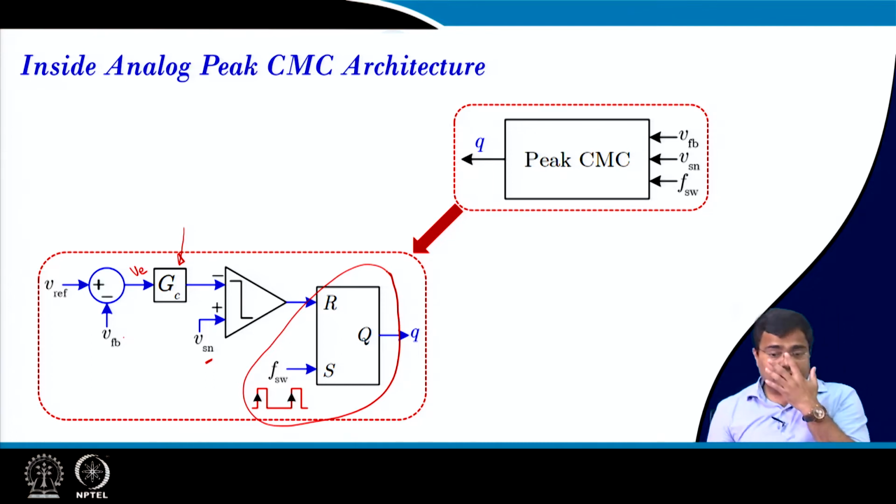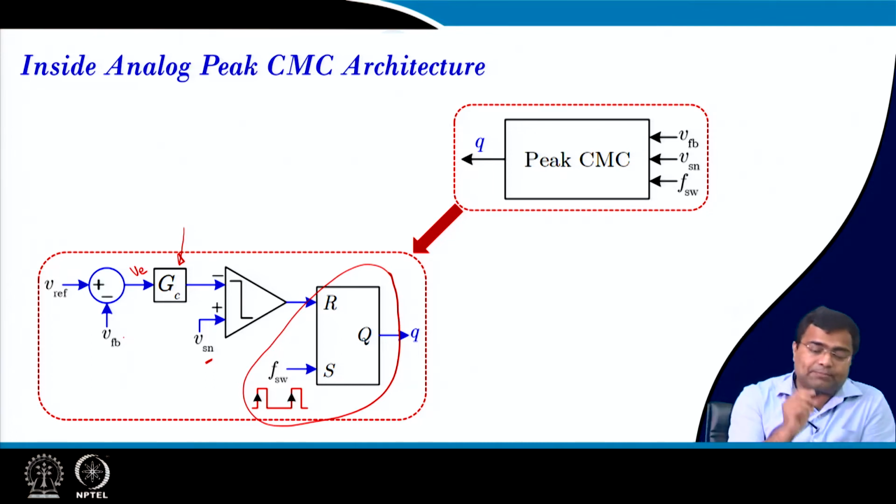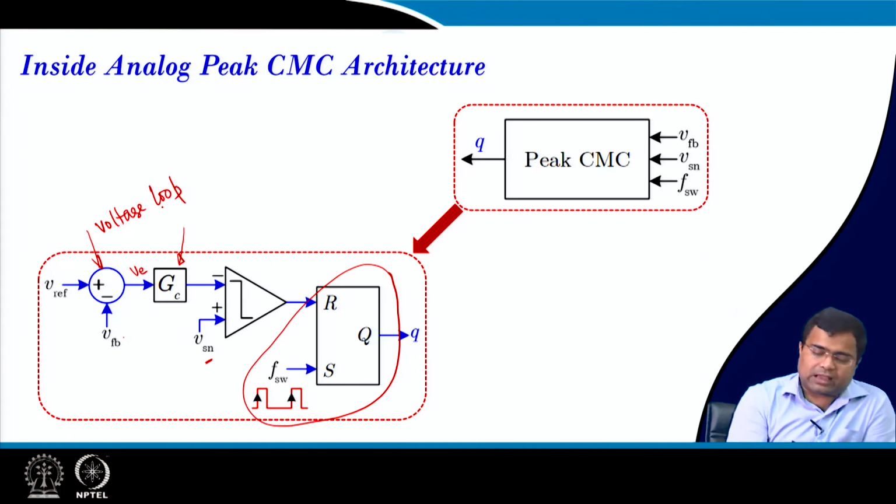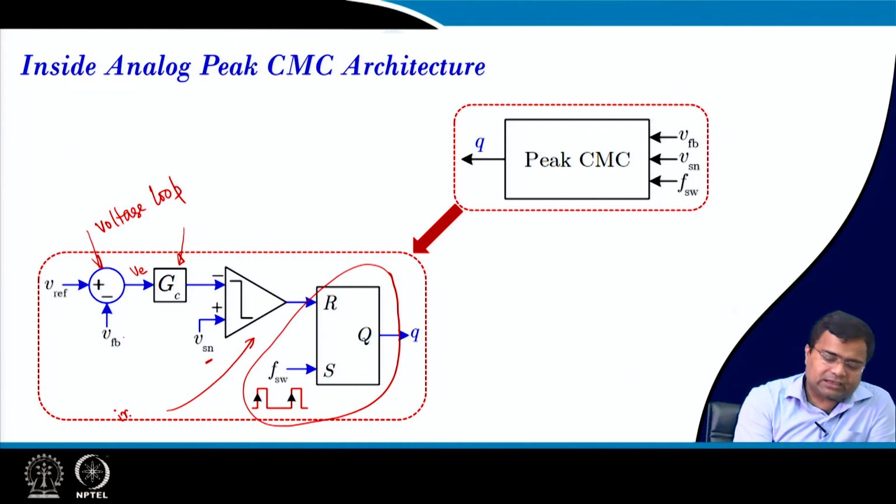Now, in this control we have two loops. One is the voltage loop. This is our voltage loop. And this is our inner current loop, because it senses the inductor current. So, it is an inner current loop.